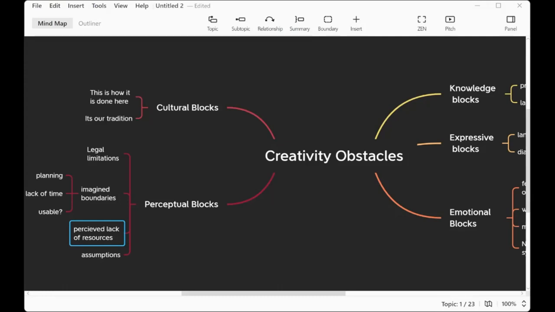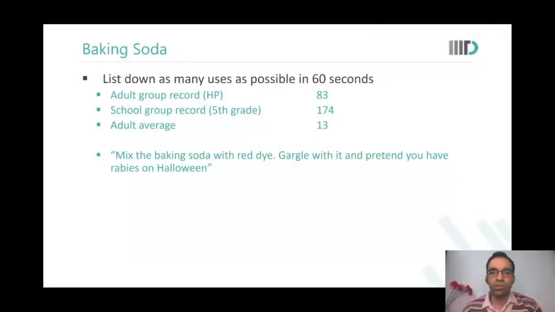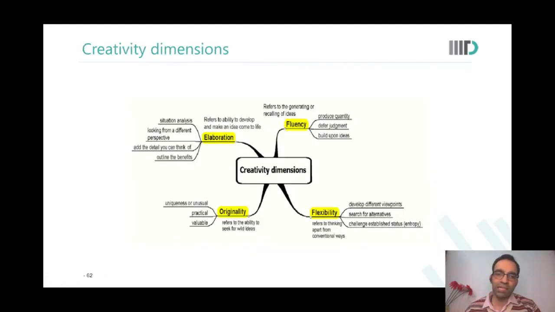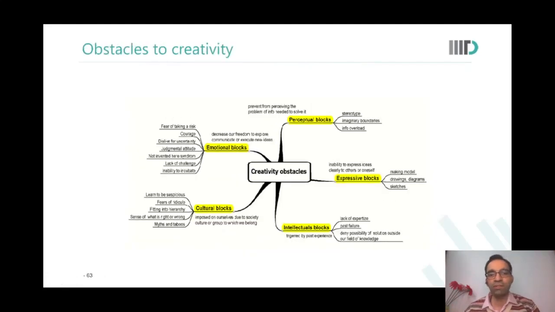Yes, sir. So baking soda, we already saw that there was this group of students who said that we will gargle. We will mix red dye in it, gargle, and act as if we have rabies. So amongst us we also looked at what could be the creativity boosters and what could be the creativity obstacles. Many things we talked about: cultural, intellectual, knowledge, perceptual, expressive, many blocks we talked about.